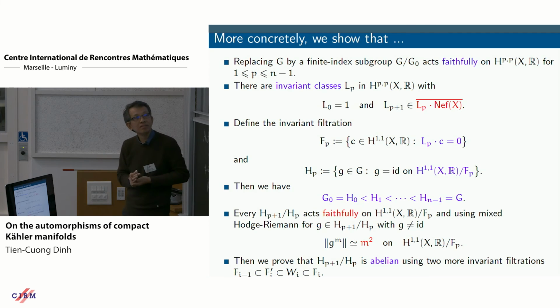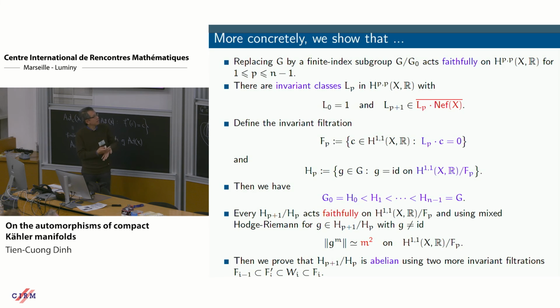So then by definition, the quotient HP plus 1 over HP acts faithfully on H11 over FP. And then using the mixed Hodge-Riemann theorem, you can show that the norm of g to the m is something like m squared, which is optimal also, on H11 over FP. And this is the way that you measure the norm of the iterates of f in the first theorem. Okay? So we can then prove that the quotient HP plus 1 over HP is abelian.